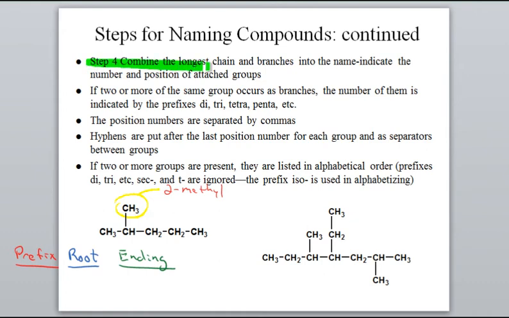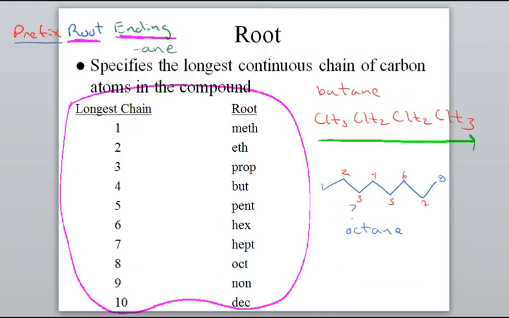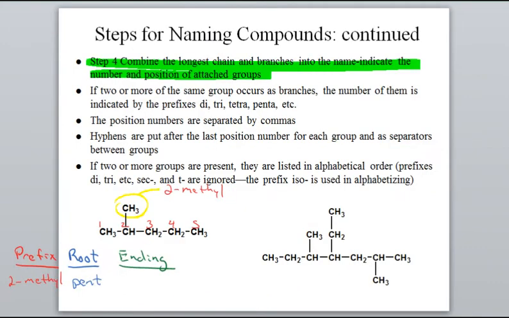Next, we're going to combine everything and make the name. So the prefix is 2-methyl. The longest chain we learned about earlier is 1, 2, 3, 4, 5. If we go back to our root section, if the longest chain is 5 carbons in a row, then the root part of the name would be pent. And since this is an alkane, its ending is always ane. The name of this chemical is 2-methyl pentane.